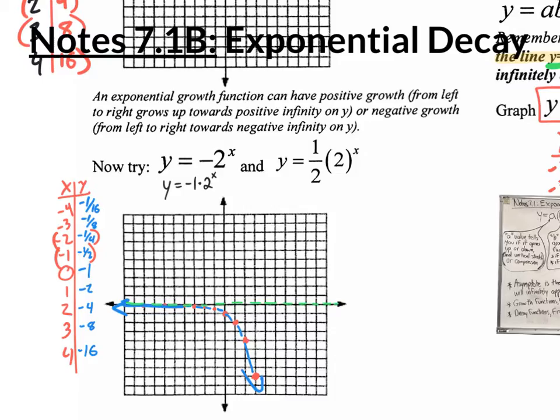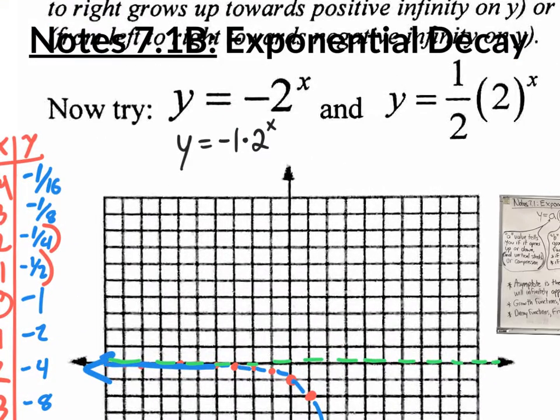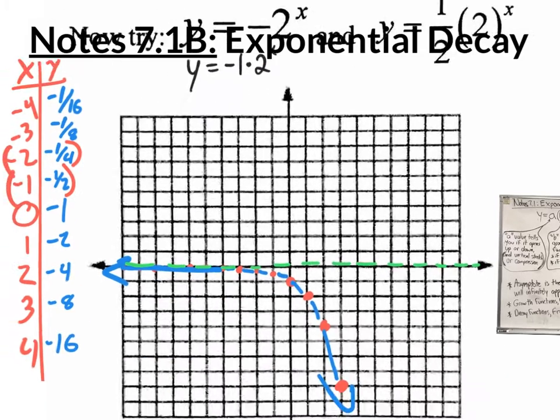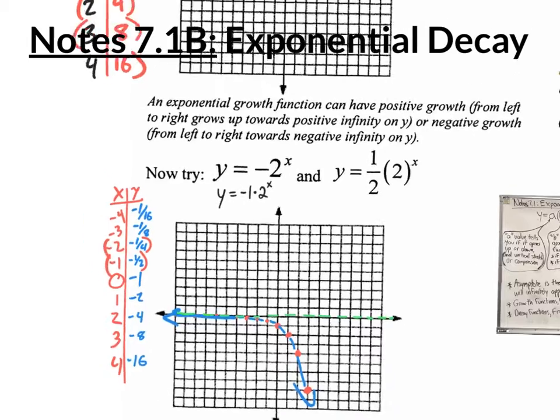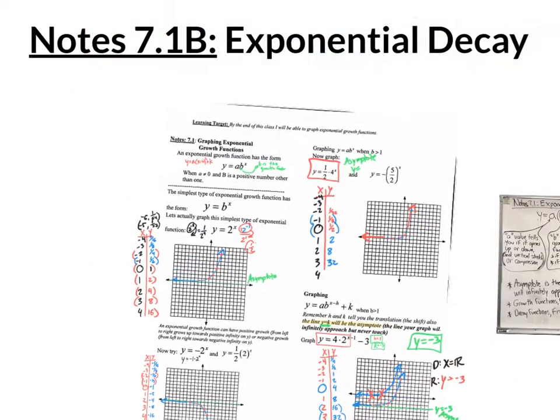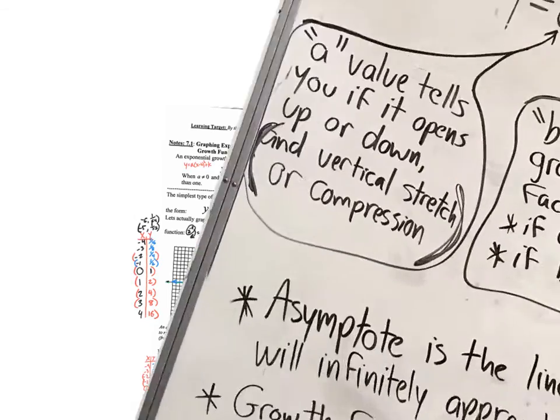As a matter of fact, when we did this problem, we made sure to rewrite this not as negative 2, but as negative 1 times 2. So the a value is negative 1, and that's why it's opening down. Okay, it's growing down in the negative direction. So the a value tells you if it opens up or down. Let's go back to the notes here.